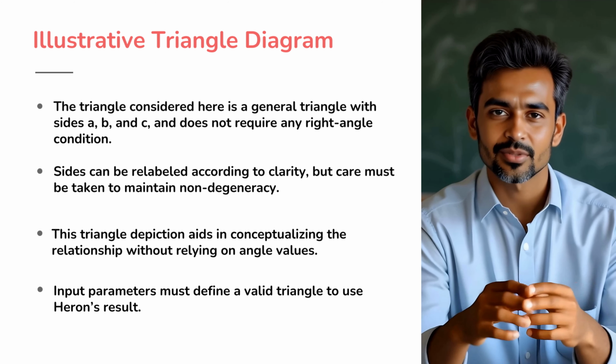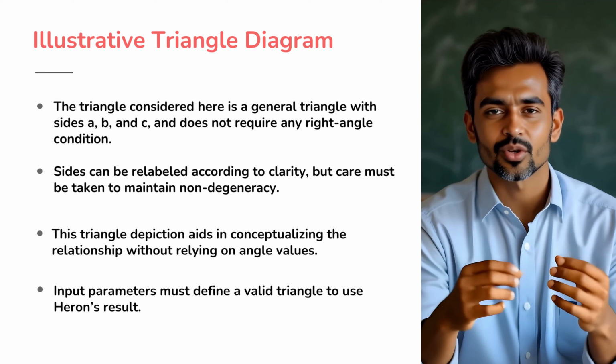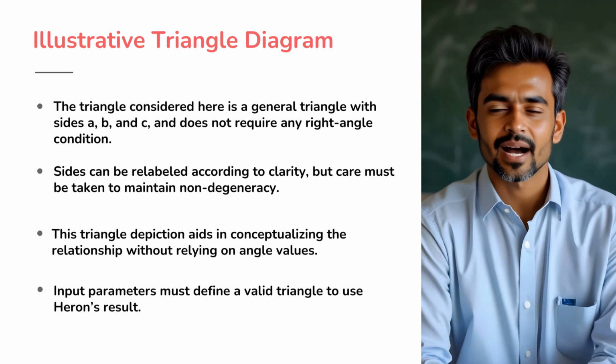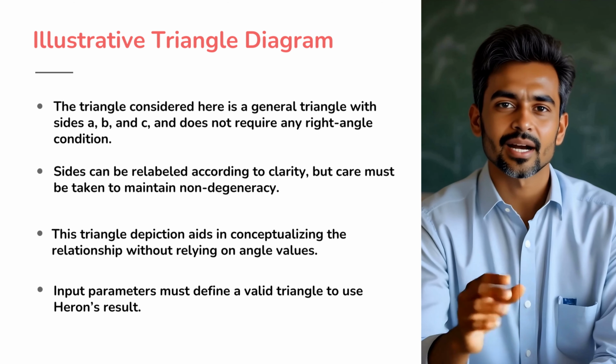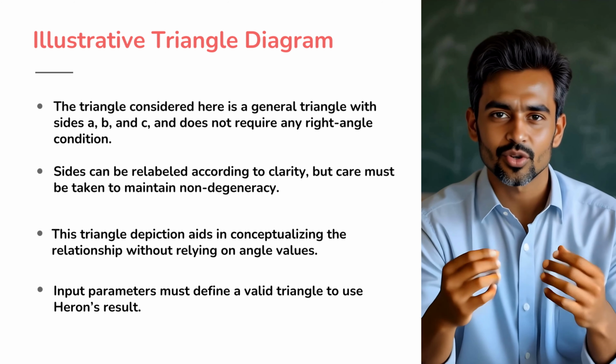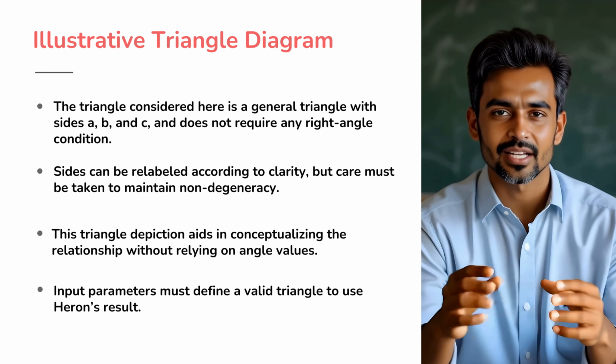This diagram helps us visualize how Heron's formula depends only on the sides. No angles needed. By focusing just on A, B, and C, we understand the area in a new way, through the lengths alone. Just remember, your input sides must create a real triangle to apply Heron's formula correctly.